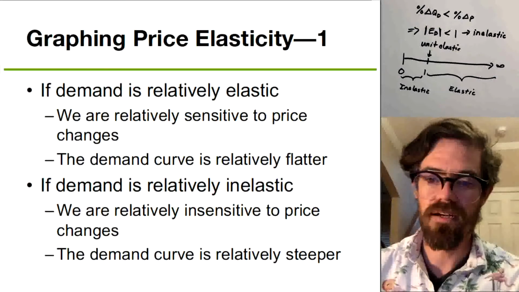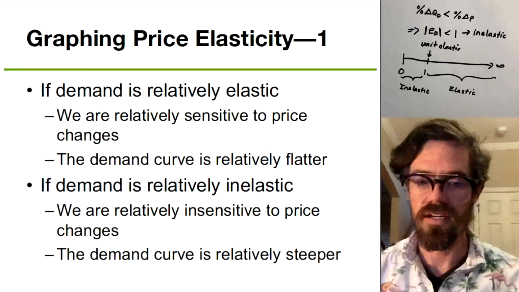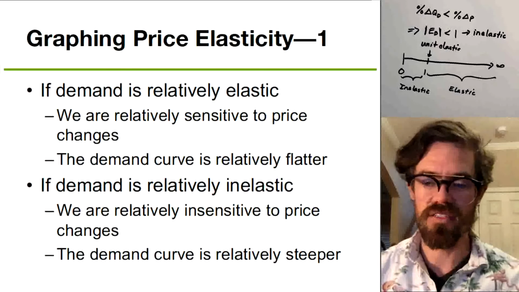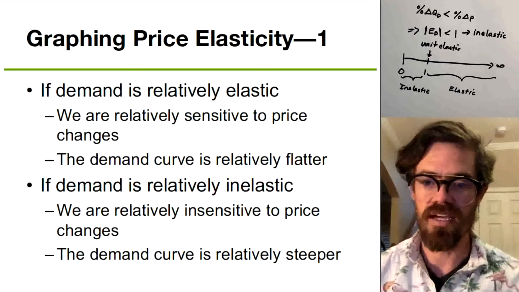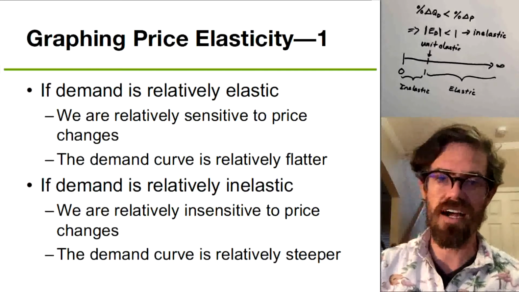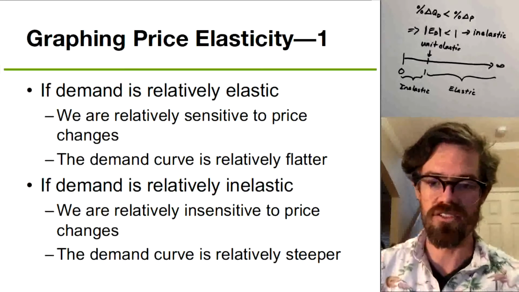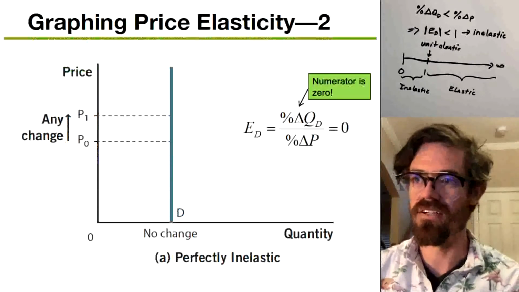Now, we can relate these things to the slope of the demand curve. When demand is relatively elastic, it basically means that it's flatter, more horizontal. Whereas if demand is more inelastic, it's going to be steeper, closer to vertical. So we can relate elasticity to slope, although they are not identical. They're not the same thing, but they are related in this manner. Okay, so let's see what that looks like graphically.